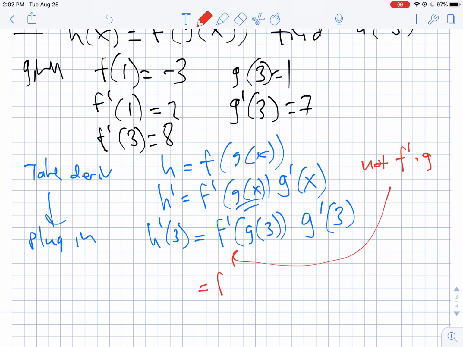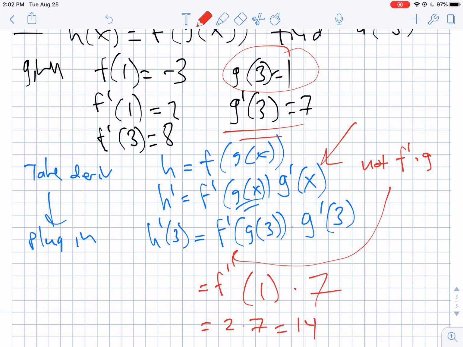So this is going to be f prime of, what's g of 3? Well, it's right there, it's 1. So it's f prime of 1 times g prime of 3, which is 7. So it's f prime of 1 times 7. f prime of 1, the problem tells me, is 2. So this becomes 2 times 7, which is 14. Okay, so that's how you deal with that problem. Just be careful. Come up with this symbolic derivative first in terms of f and g before you plug in.